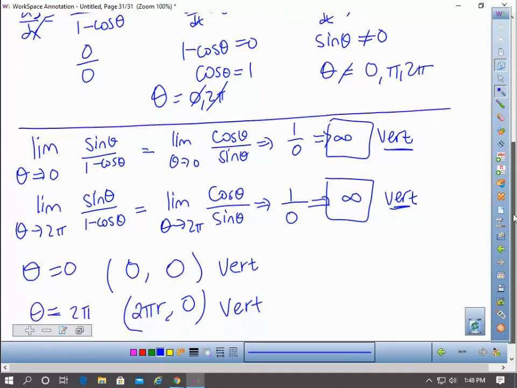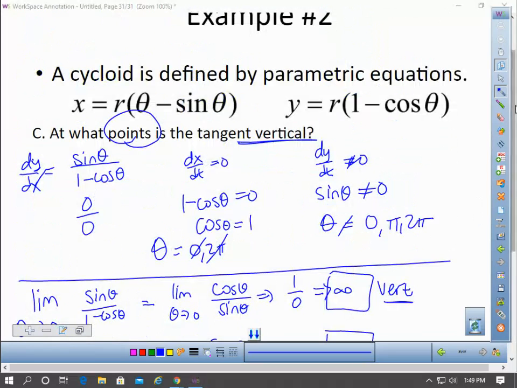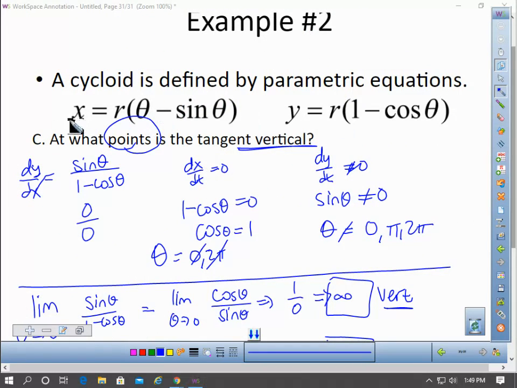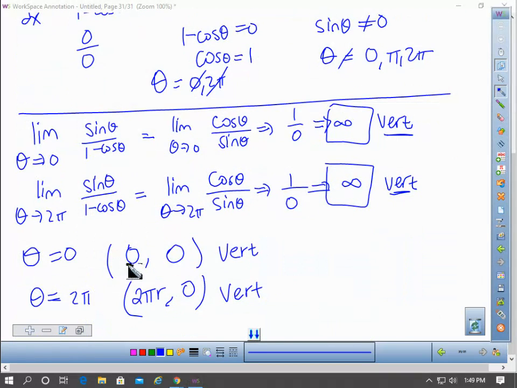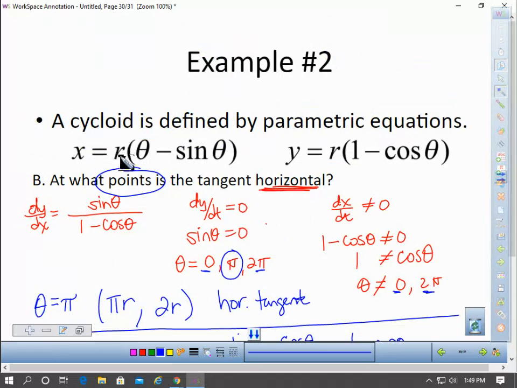And so I took those two values, 0 and 2 pi, and I put them into my parametric equations in order to find the x and y coordinate of the points where I have vertical tangent lines. So that's how I got the answers (0, 0) and (2 pi r, 0). Now, to talk just a little bit about what this is. This is a cycloid, and the r is its radius.